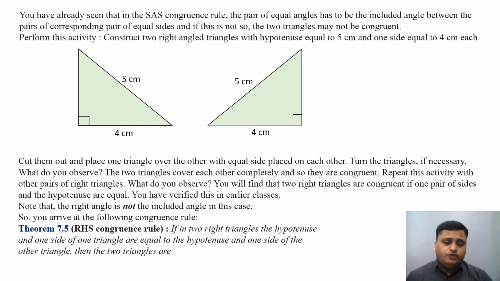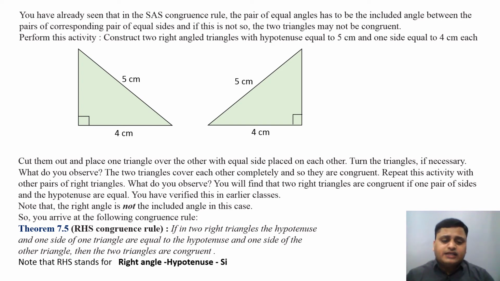Okay, all of you, I think these two congruency rules were clear. One was the SSS congruency rule, and here we did the RHS congruency rule. The SSS congruency rule exists, but the angle side angle congruency criterion does not exist. We have done that discussion in an earlier class.